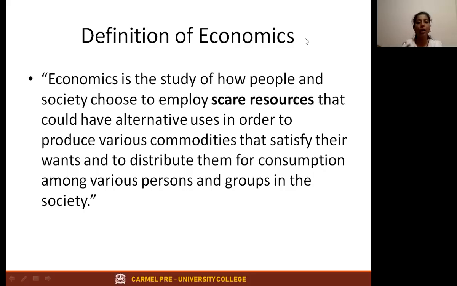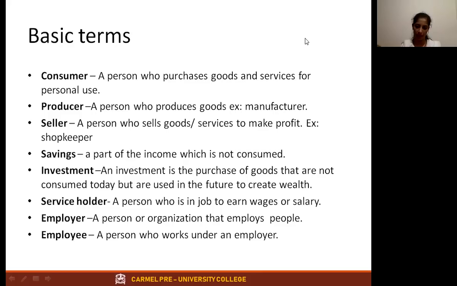Economics is a study of how people and society choose to employ scarce resources that could have alternative uses in order to produce various commodities that satisfy their wants and to distribute them for consumption among various persons and groups in the society. That is the definition of economics. Here, the key is this is a basic thing. What is economics? Clear? And I'm going to explain a few basic terms in this class.